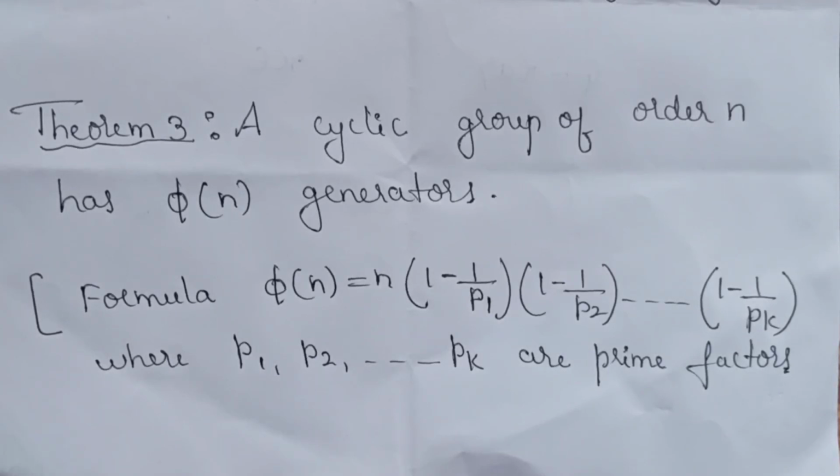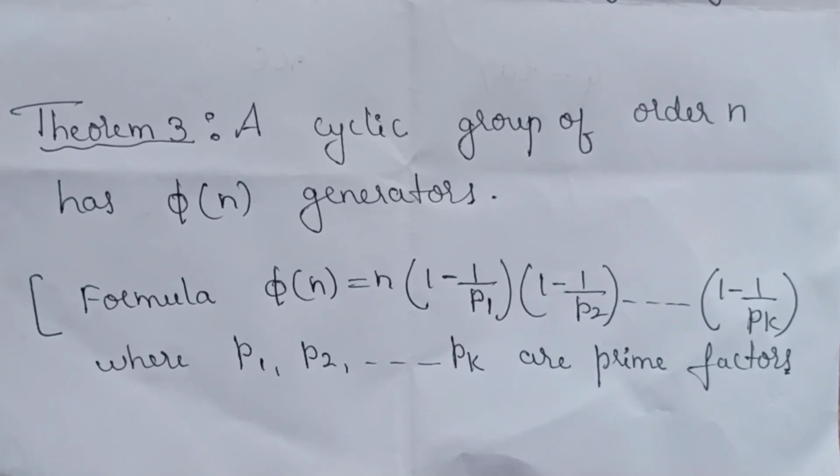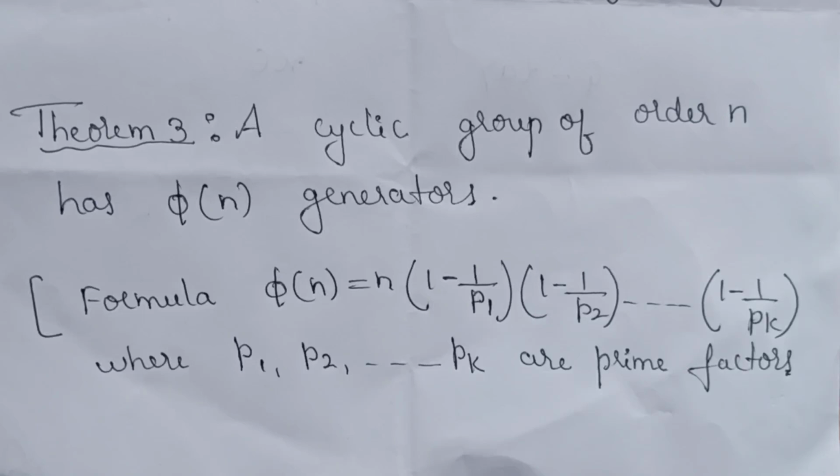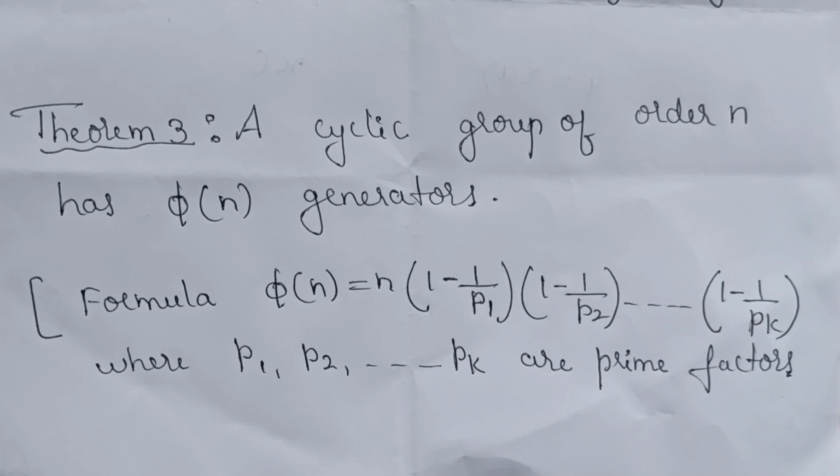Hello students, in the earlier class you have seen some properties of cyclic groups. Here is the third property: a cyclic group of order n has phi of n generators. Here order n means the number of elements present in that group.